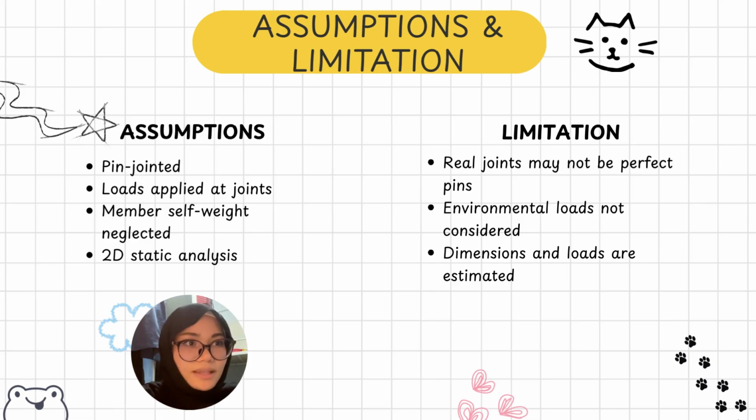In terms of limitations, real structures may not have perfectly pinned joints, and environmental loads such as wind were not considered. Additionally, the dimensions and load values were estimated, which may differ from actual conditions. Despite these limitations, the assumptions are reasonable for academic analysis and effectively demonstrate the application of static principles to a real-world truss. Thank you.